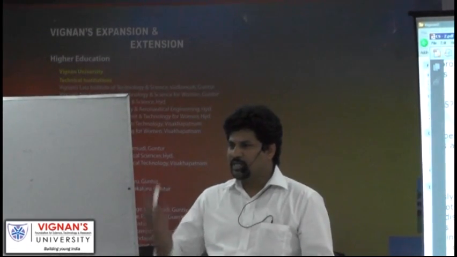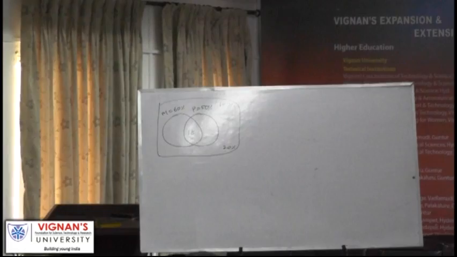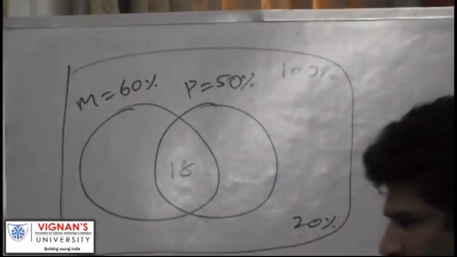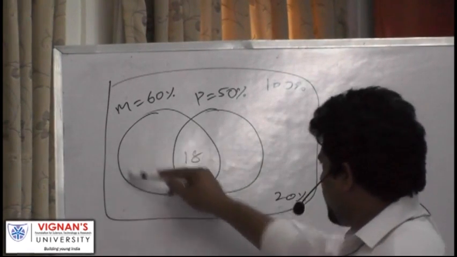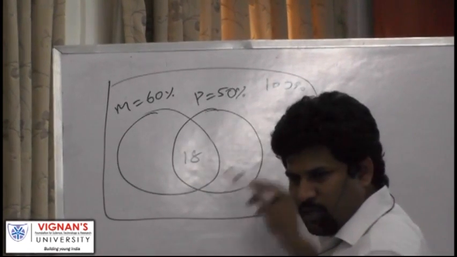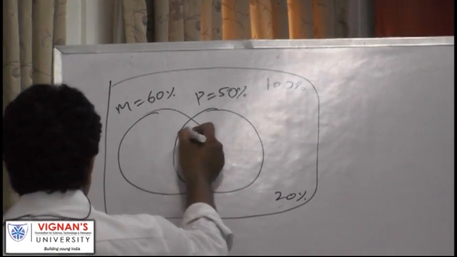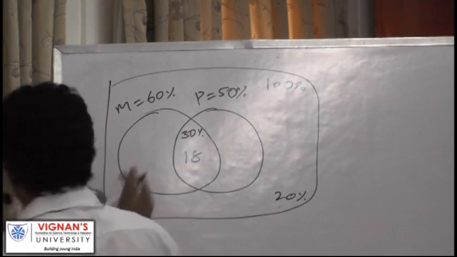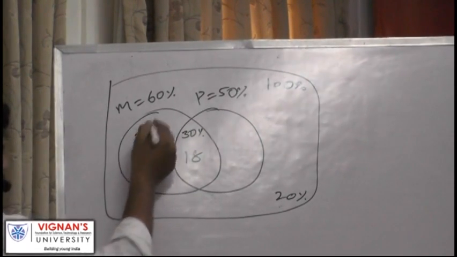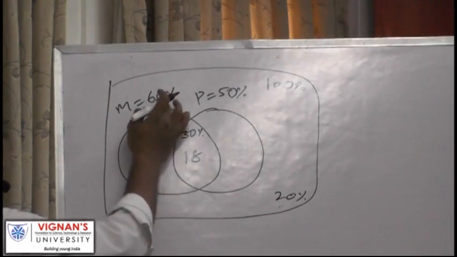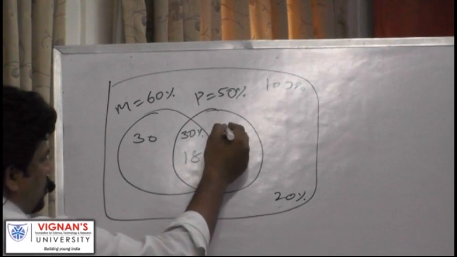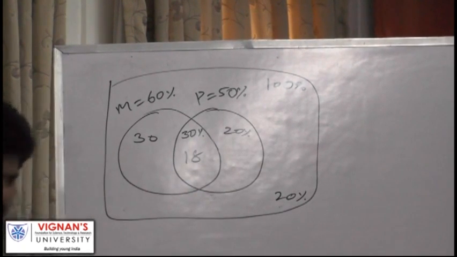Whatever extra you get generally is the intersection part, because that intersection part is counted twice. Are you getting my point? This intersection part is considered in this circle as well as in this circle also. That's why you are getting that 30 extra. So that 30% is intersection. Now 30% is this, so another 30 is here. So total this is 60. 30% is here, another 20% would be here. That's how it is. Now see, 30, 30, 20, 20, 100%.